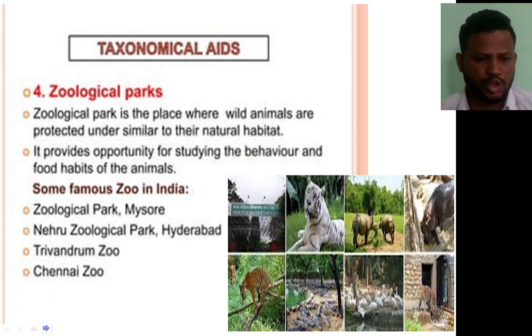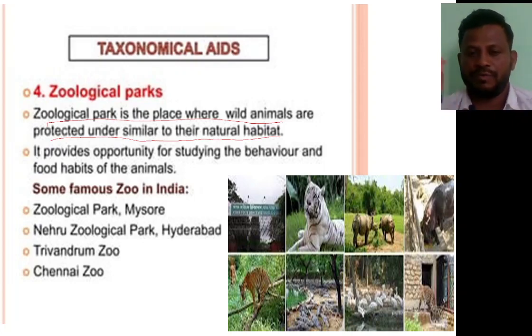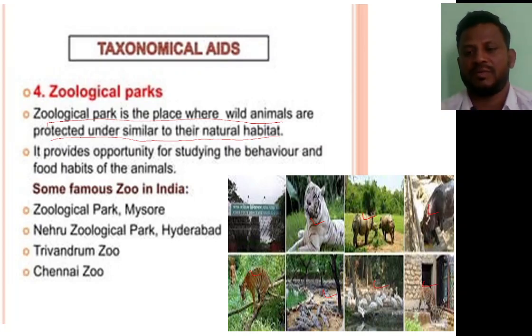Next we see zoological parks. Zoological parks are parks where wild animals are kept. A zoological park is a place where wild animals are protected under conditions similar to their natural habitat. We create an artificial forest, and we preserve and protect wild animals like the tiger. You can see in this picture tiger, elephant, hippopotamus, crocodiles, birds, and leopards. Many wild animals must be preserved now and protected from hunters.